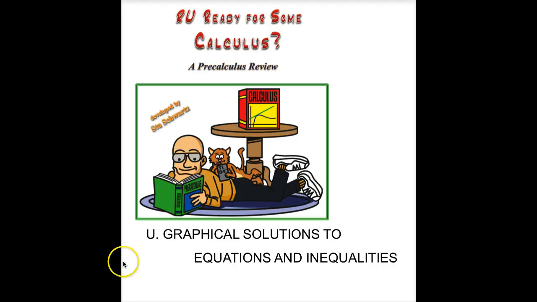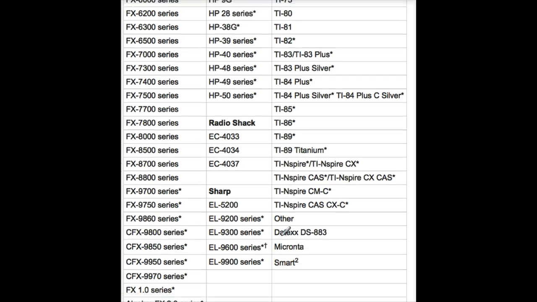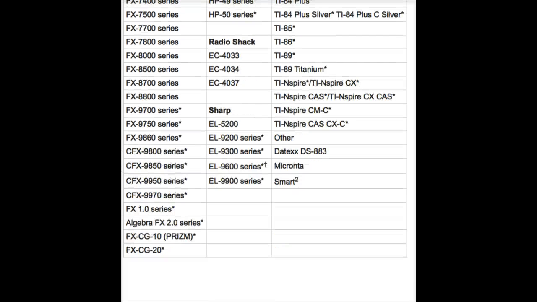Graphing calculators are required on the AP Calculus test. You can use any graphing calculator you want that is on this list, and this list does come from the AP board. There are a few more down here. I strongly recommend you get a TI Inspire because that's what we use in class. And any of these will do.